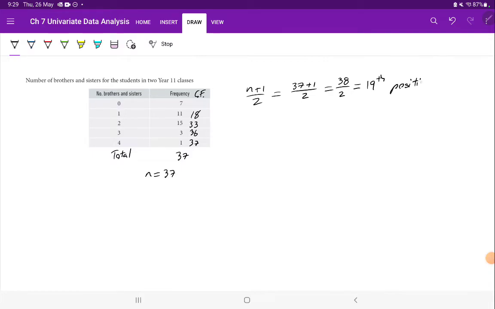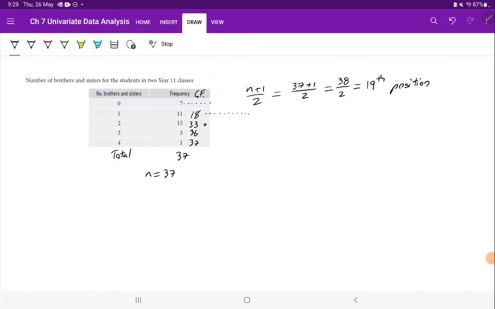So now we have to ask ourselves, which is in the 19th position? Well, the first 7 are here. 1, 2, 3, 4, 5, 6, 7. And then 8, 9, 10, 11, 12, 13, 14, 15, 16, 17, 18. The next 11 are in this spot. So the 19th spot is going to be here.